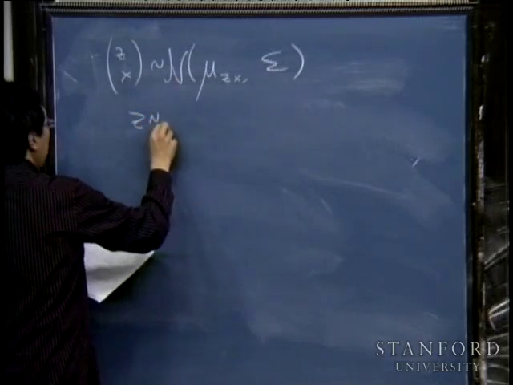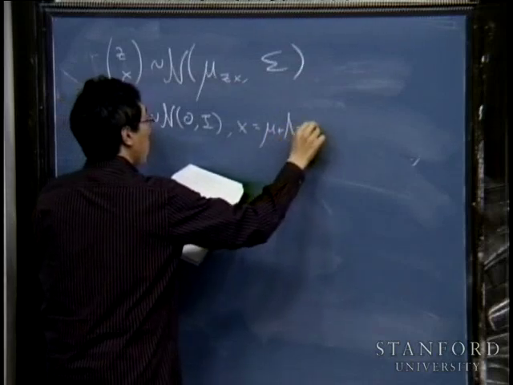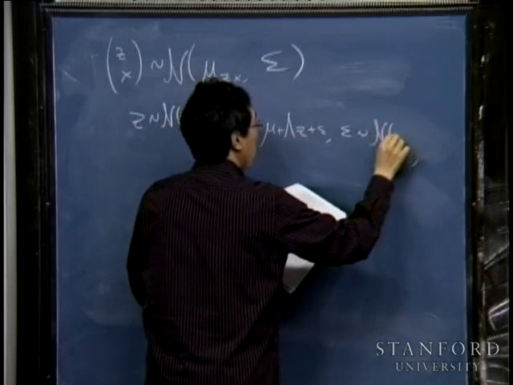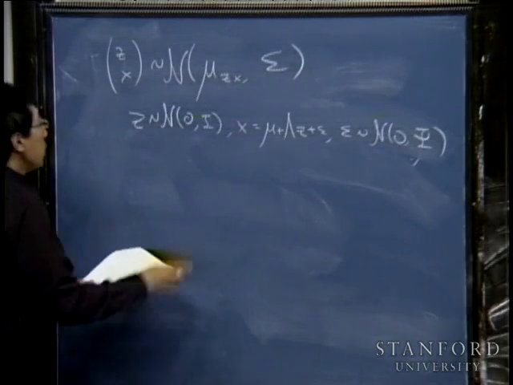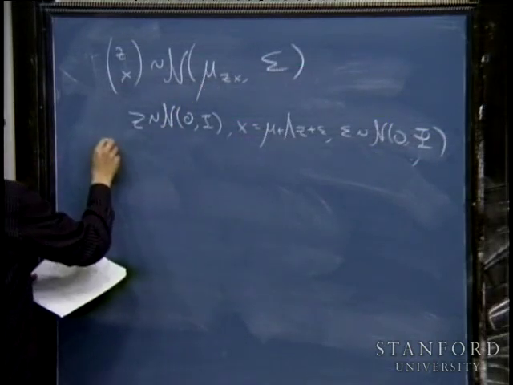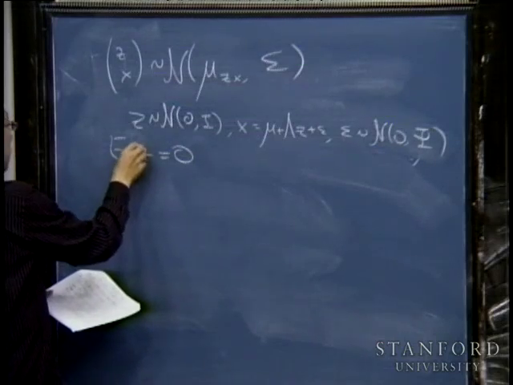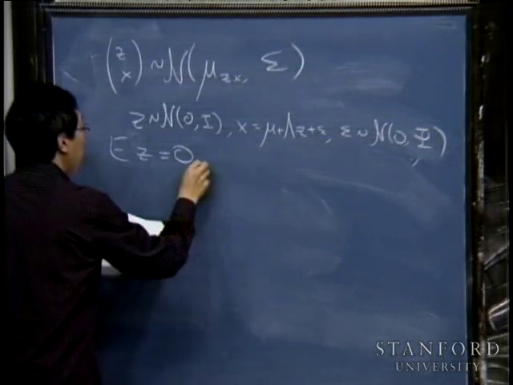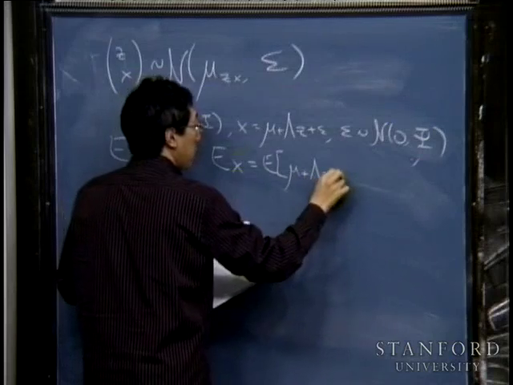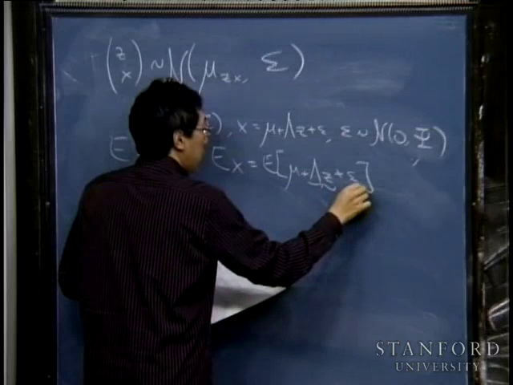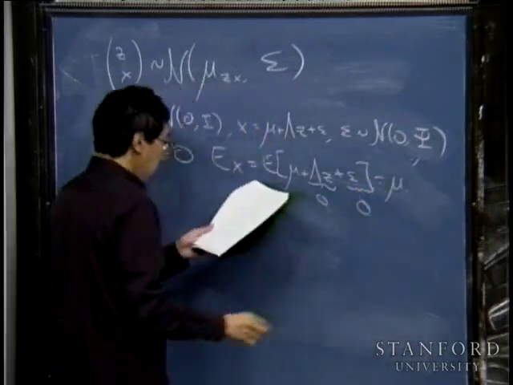Just to remind you, we have that z is Gaussian with mean 0 and covariance identity, and x is mu plus lambda z plus epsilon, where epsilon is Gaussian with mean 0 and covariance psi. I'm just writing down the same equations again. So let's first figure out what this vector mu zx is. The expected value of z is 0. The expected value of x is the expected value of mu plus lambda z plus epsilon. These two terms have 0 expectation, and so the expected value of x is just mu.